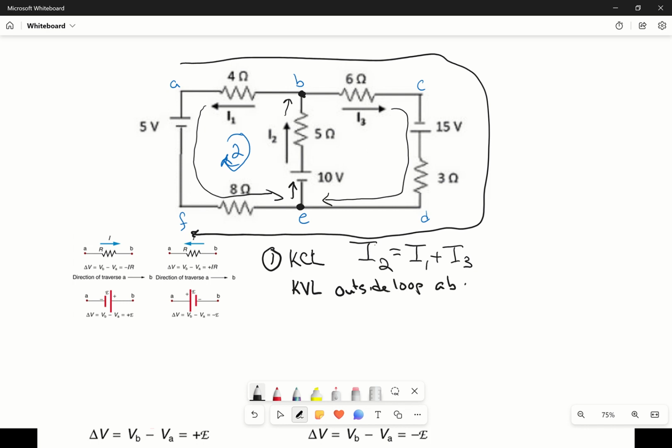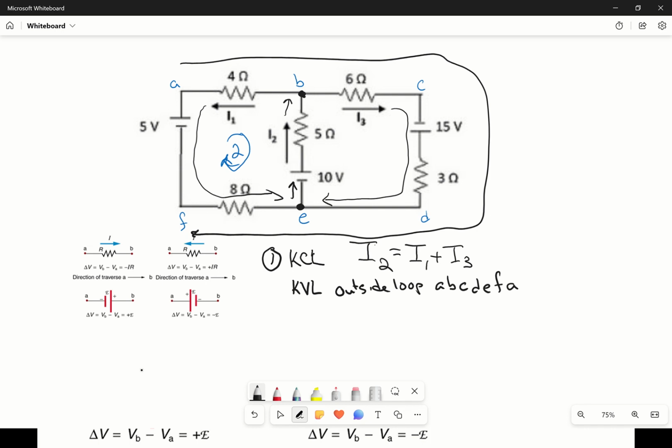So it's going to be A, B, C, D, E, F, A. And it always helps me to write down what I'm doing so that if I come back, I get something wrong, I can at least figure out what it was that I was doing. All right, so I'm going to go from A to B.